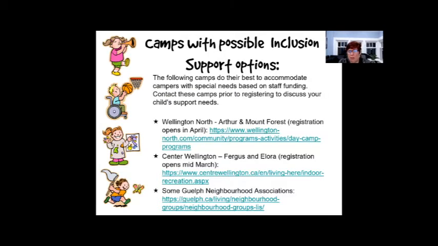Those of you that don't live in Guelph, North Wellington has shared that they don't have a formal inclusion program, but they often have staff that can provide some extra support. So with the Neighborhood Association Center Wellington, which is your Fergus, Aurora, and your Arthur, Mount Forest, definitely contact Wellington North and Center Wellington, as well as your Neighborhood Association, asking what support they have. They're not a formal inclusion program, but a lot of them will provide some support.